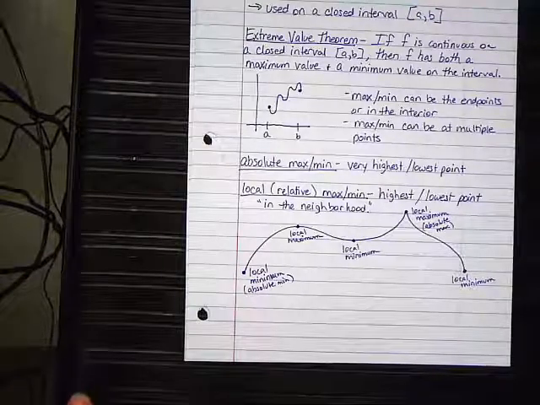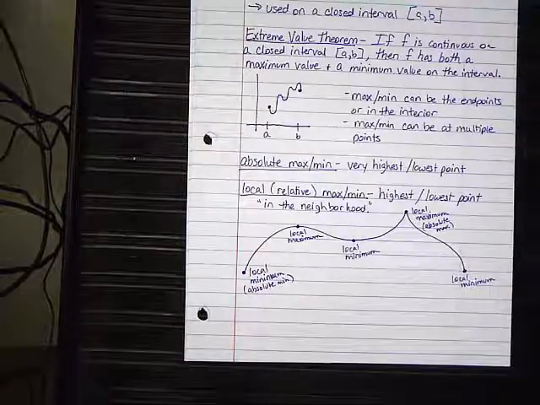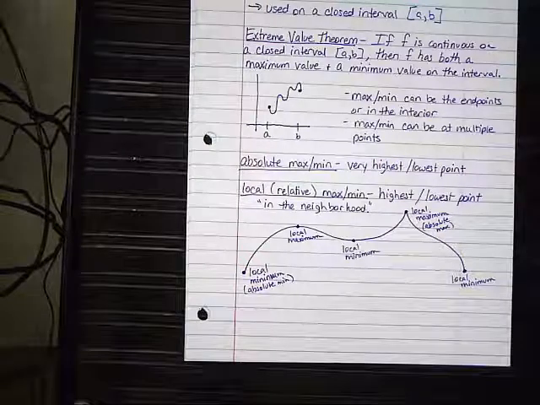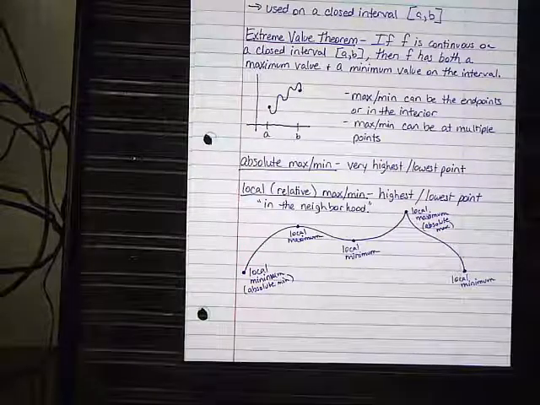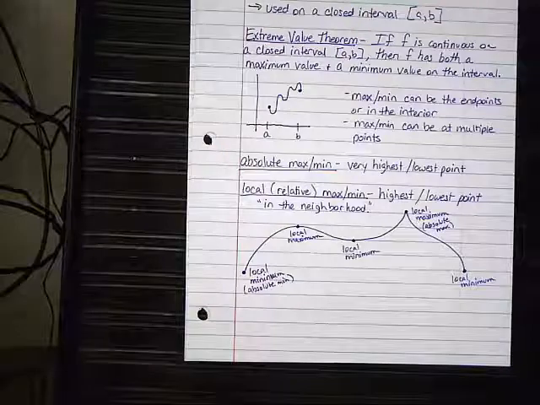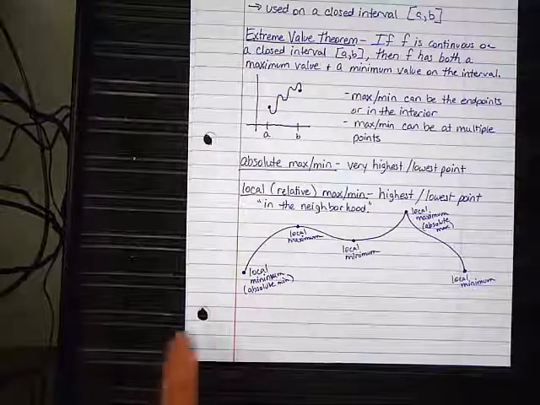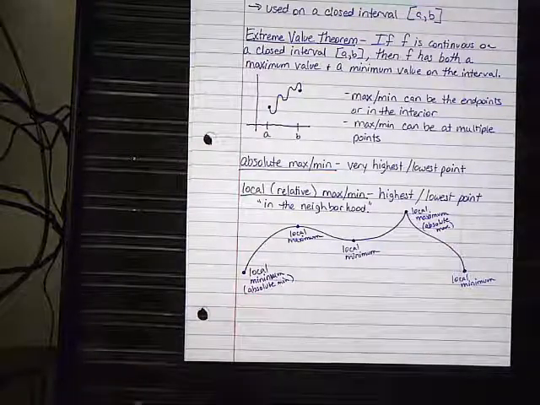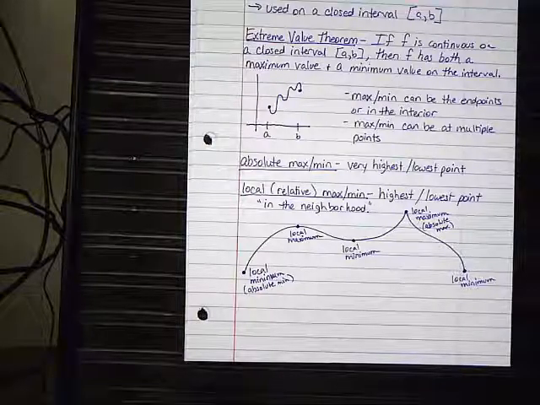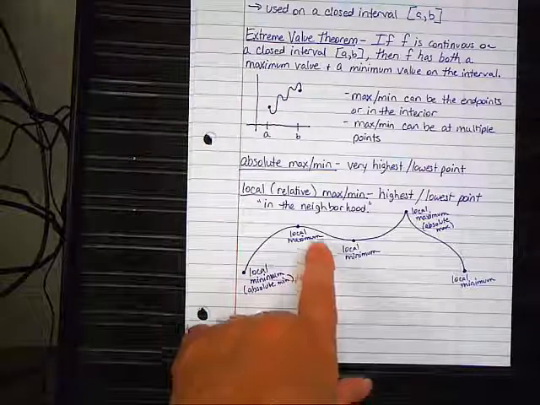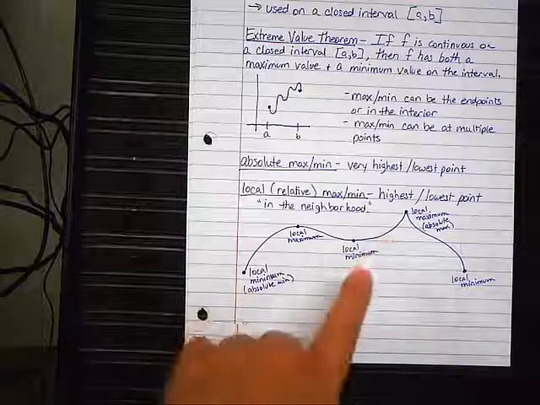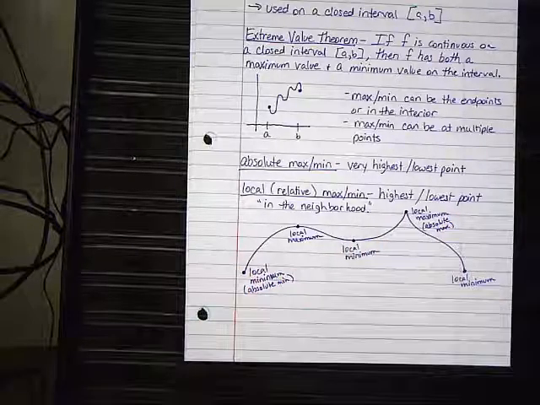So, when you're doing these problems, you're not going to be given a graph. You're going to be given an equation. And from that equation, you're going to pull out all of the possible maxes and mins. The absolute max and min has to be a local max or min first. Does that make sense? It has to be the highest or lowest point first. So you're going to pull out all of these from the equation and then figure out which one is the highest and which one's the lowest.